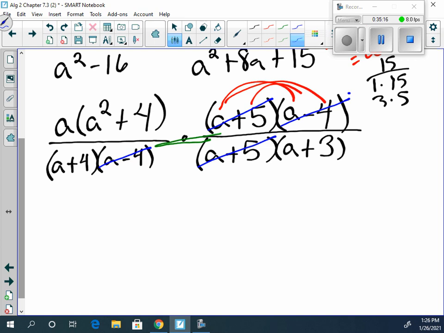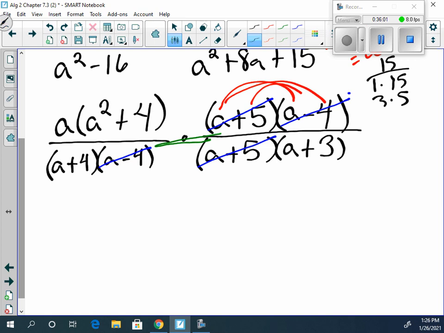Since a squared plus 4 is in parentheses, they're stuck together. Now, I did mention this in first hour. A squared plus 4 is technically factorable. It just doesn't have real factors. Because if we were to factor it, what we'd end up getting is a plus 2i times a minus 2i, which aren't real factors. When we're dealing with rational equations and rational expressions, we only want to factor real factors. And even if we did factor it, a plus 2i and a minus 2i is not going to factor with anything here. It's not going to simplify.